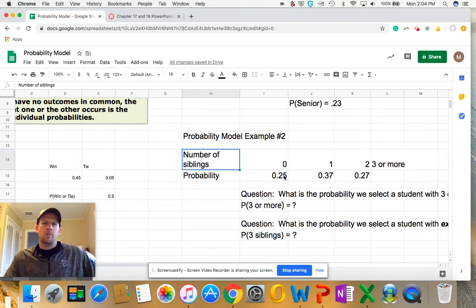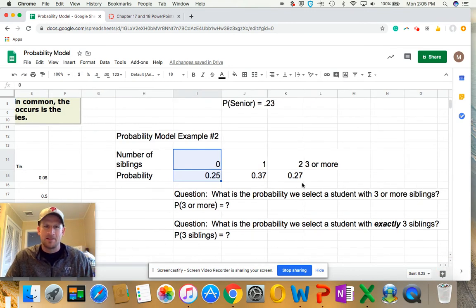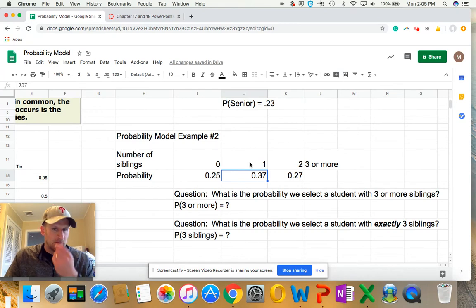So 25% of our student body is an only child. Okay, I'd be curious to see if that's actually the breakdown. It seems a little high to me, but that's the number we're going to use. 37% of us, or 0.37, has 1 sibling, and then 27%, or 0.27, has 2 siblings. Okay, and then we just lump everybody else in the same category of 3 or more. All right, so let's, just like the previous example, figure out the probability we select a student with 3 or more siblings.